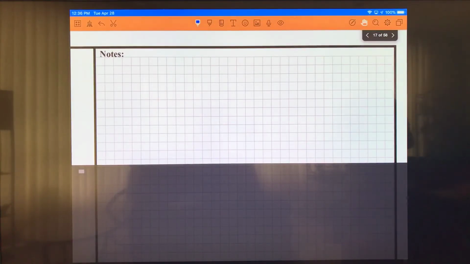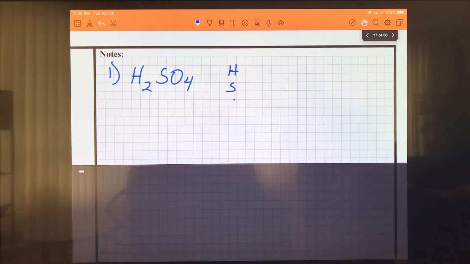Okay, so the first question was about a large molecule called H2SO4. This is sulfuric acid, a very strong acid, and we have 3 different atoms in it. We have 2 hydrogens, 1 sulfur, and 4 oxygens. So we're just going to write those down. I have hydrogen, sulfur, and oxygen, and I have 2 of those, 1 of those, 4 of those.